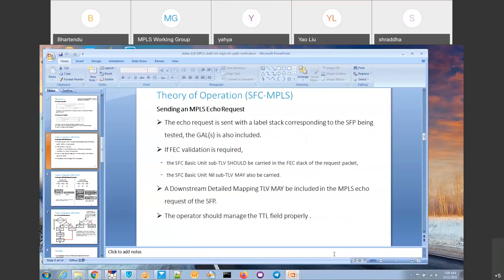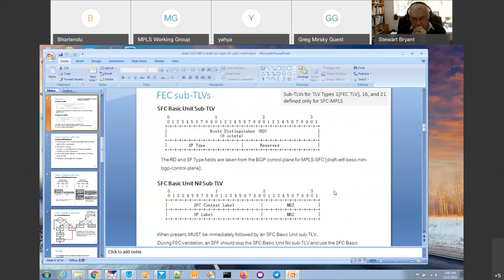Okay, do you see my screen? Yes. Okay, great. So as I mentioned, this is the proposal to support OAM functionality in SFC MPLS environment.